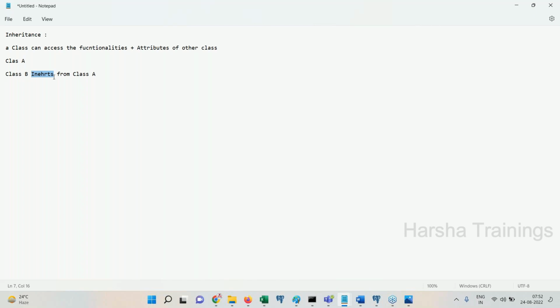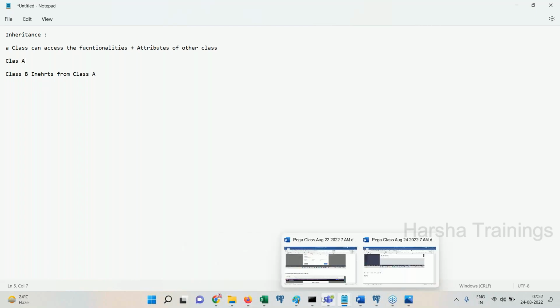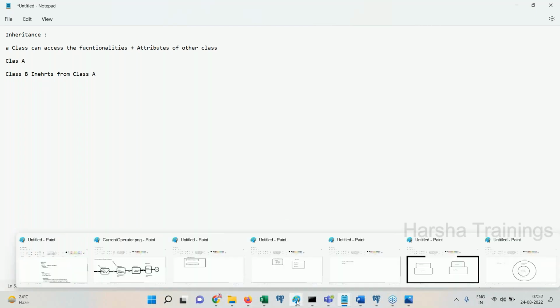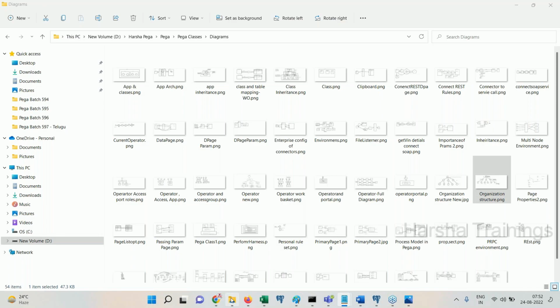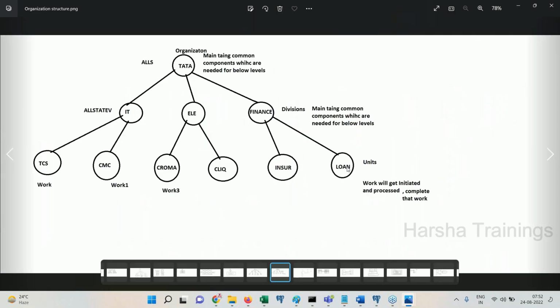So this is how one class can access the functionalities of another class. If you look at the organization structure, now see here, loan class can access the functionalities of finance, insurance class can access the functionalities of finance. But what about, let's say, TCS? Can it access the functionalities of finance? TCS here cannot access the finance functionalities.